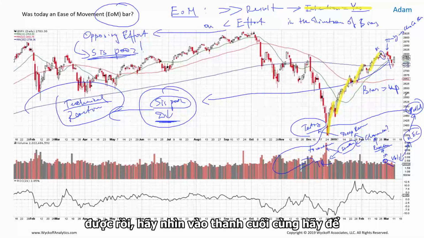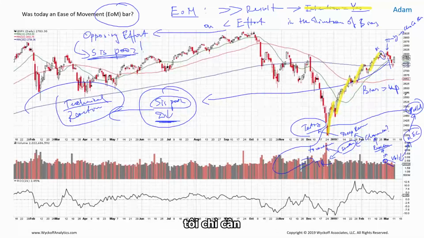All right, well, look at the last bar. Let me just clean this up.